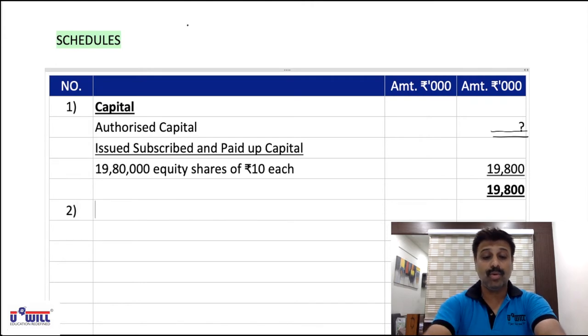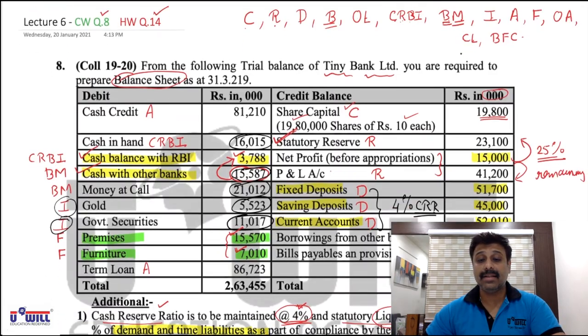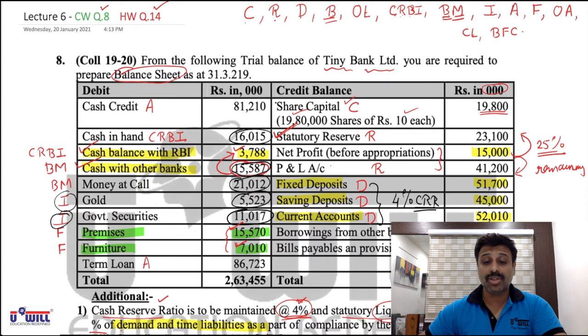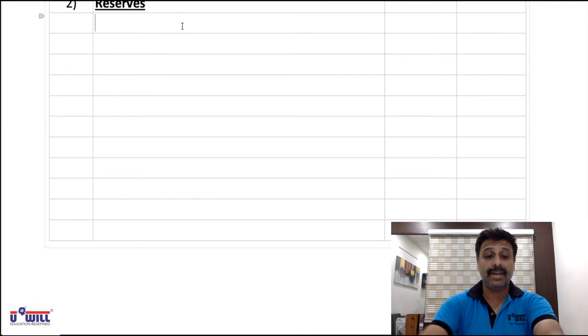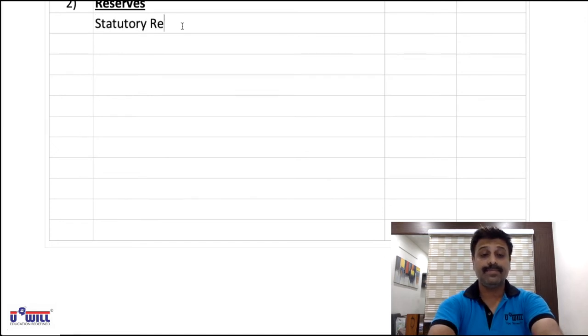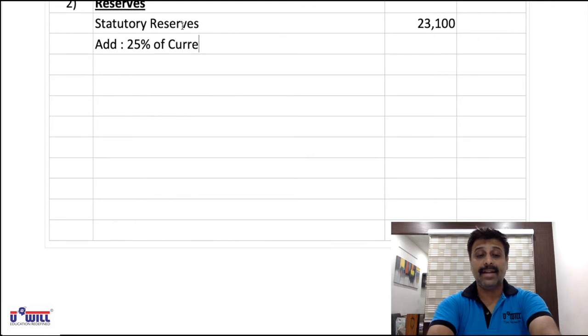Then we will have schedule 2, reserves. Now in reserves, all the things marked as R will be considered. So we keep on putting tick also, share capital is recorded. Very first we have statutory reserve, which is marked as R, 23,100. Tick means we have to record it in the inner column. So first all of you write statutory reserves 23,100 in the inner column. Now in that we have to add 25% of current year's profits, which will be transferred to statutory reserve.